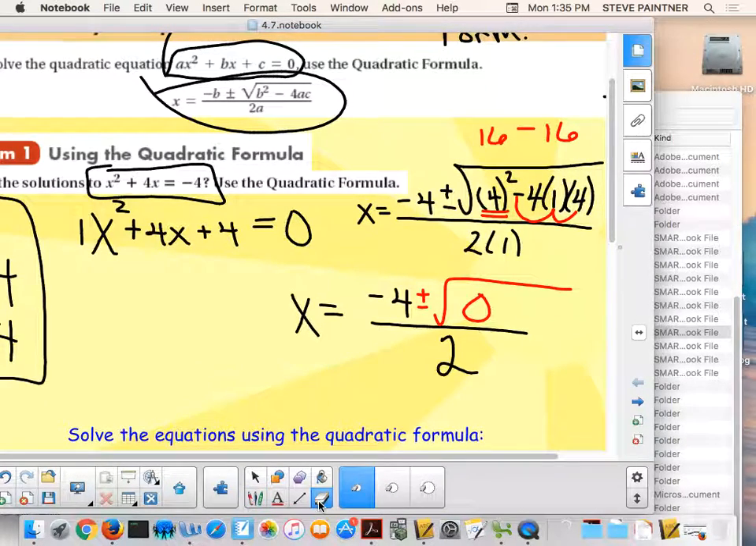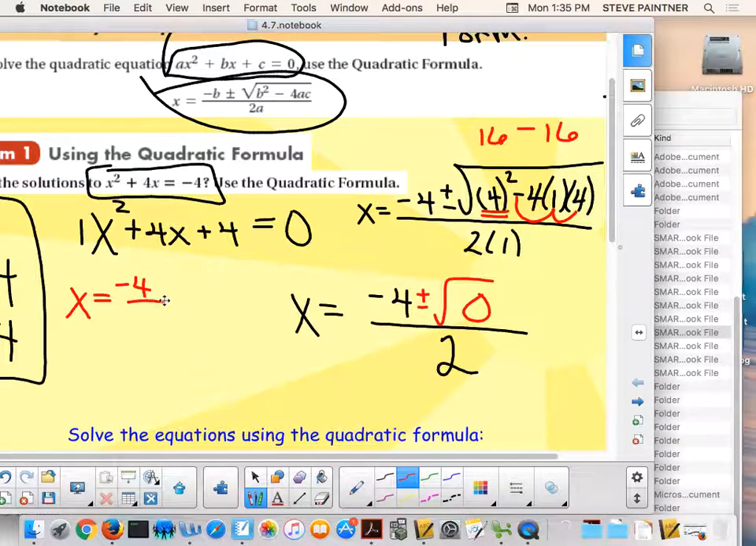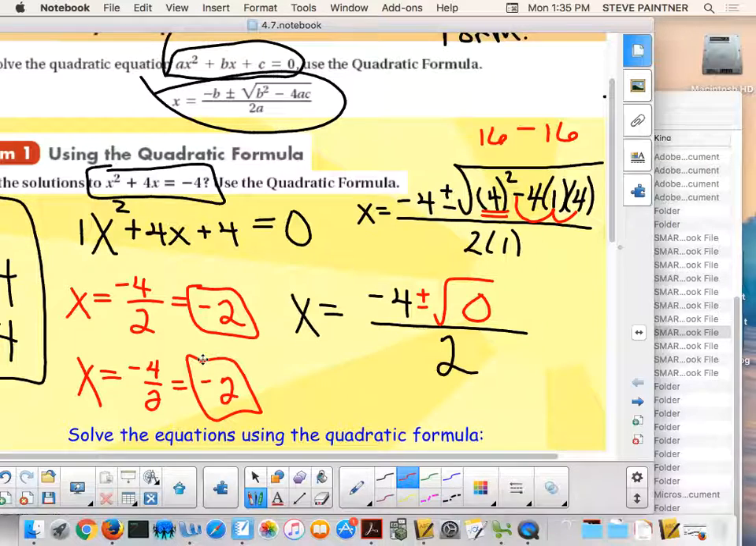0. So here's your answer, guys. -4 plus the square root of 0. What's the square root of 0? 0. 0 over 2. This is what I get when I do the plus. That answer is what? -2. Now, if I do the other answer, it would be -4 minus 0 over 2. Wouldn't that be the same answer? Yeah. So it's not going to change. You're going to get -2 twice. So here's one of those situations where you don't get 2 answers. You only get 1 answer.